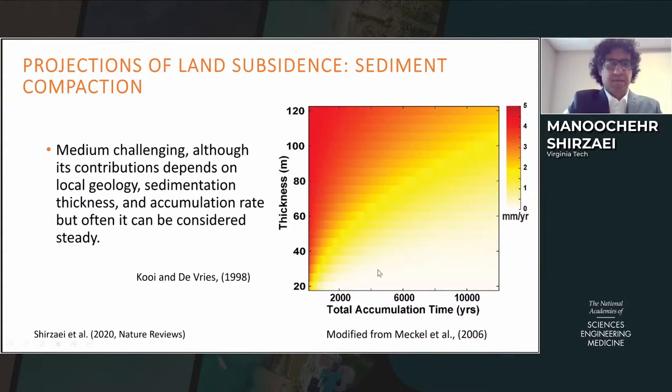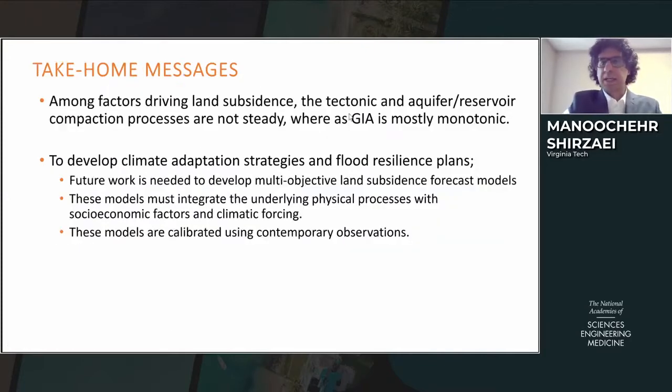A few take-home messages. Among the factors driving land subsidence, the tectonic, aquifer, and reservoir compaction processes are not steady. GIA can be, to a good extent, monotonic. To develop climate adaptation strategies and flood resilience plans, we need future work to develop multi-objective land subsidence forecast models. These models must integrate different factors, physical processes, socioeconomic factors, and climate forces. And all these models must be calibrated using contemporary rate observations of land subsidence. This is a field of active research, and some work has been done in recent years, but there is a lot more to be done.